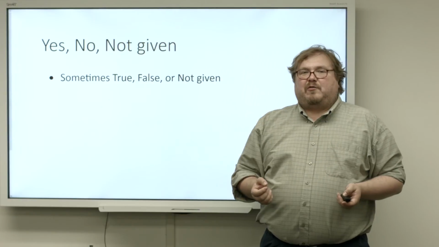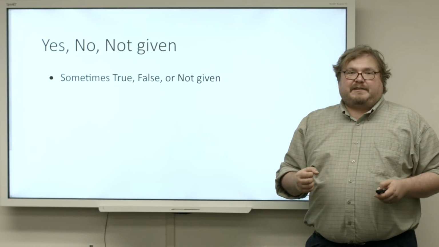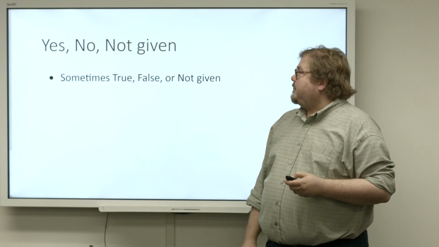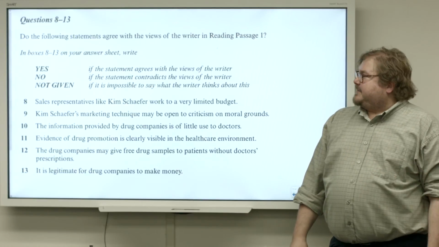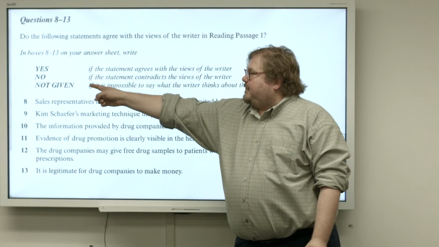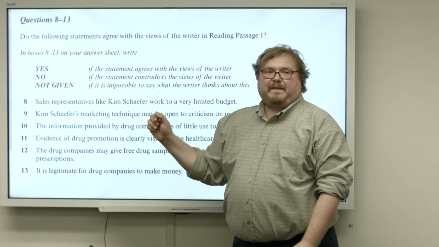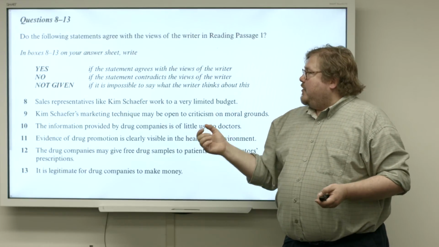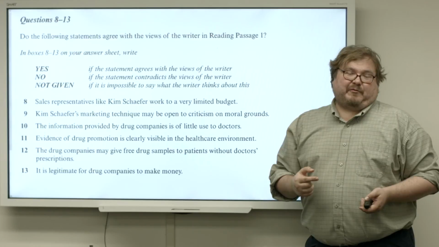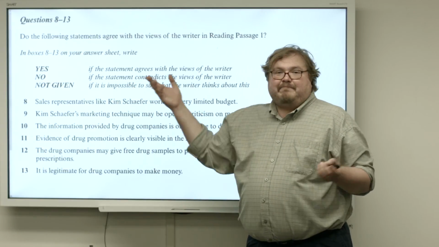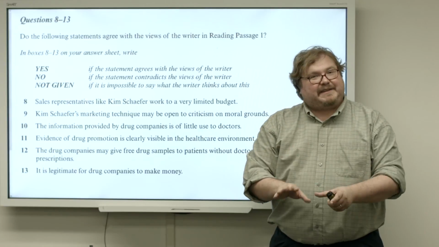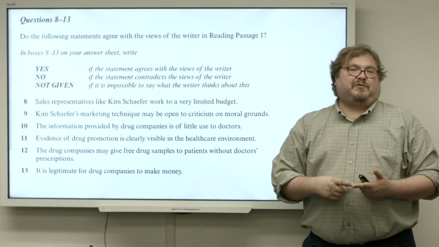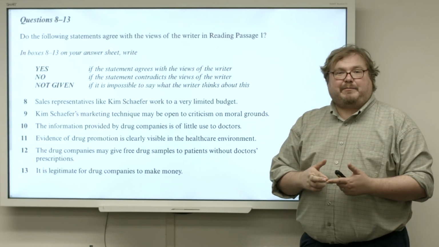Finally, there are yes, no, or not given questions. Sometimes they are true, false, or not given, but essentially these are the same type of question. And it looks something like this. So for each of these sentences here, we have to choose yes if the statement agrees with the views of the writer, no if it contradicts, if it's the opposite of what the writer says. And some of them, it's not given. It's actually not in that text. So that makes it a little bit more difficult than a traditional true-false question. The answer might not be there.